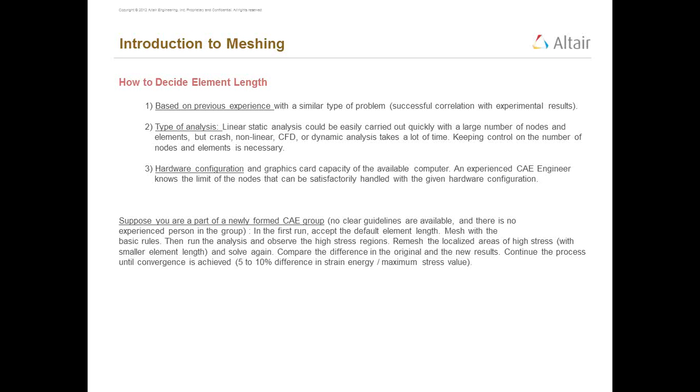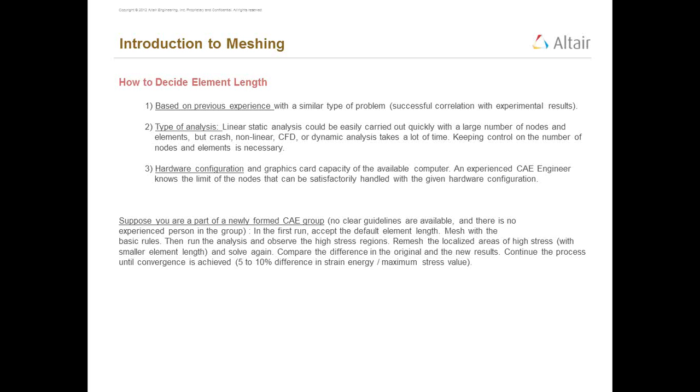In the first run, accept the default element length, mesh it with the basic rules, then run the analysis and observe the high stress region. Remesh the localized area of high stress with a smaller element length and solve it again. Compare the difference in the original and the new results. Continue the process until convergence is achieved, that is, a 5 to 10% difference in strain energy and maximum stress value between the two different element lengths. When this is achieved, you can pick the earlier one.